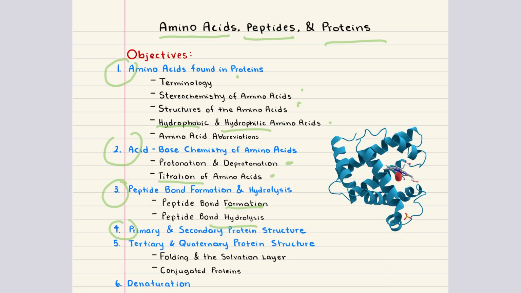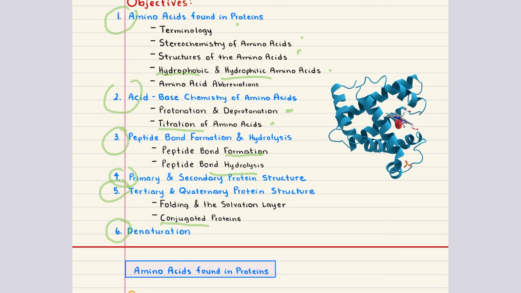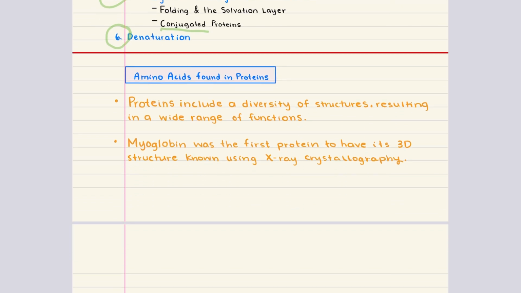Fourth, we'll cover primary and secondary protein structure. That means understanding the sequence of amino acids and how they fold into alpha helices or beta sheets through hydrogen bonding. Fifth, we'll explore tertiary and quaternary structure. Tertiary structure is the full 3-dimensional shape of a single polypeptide, and quaternary structure applies when multiple chains come together to form a functional protein. We'll also talk about conjugated proteins, which have extra chemical groups called prosthetic groups that help them function. Finally, we'll talk about how proteins can become denatured. That's when a protein loses its structure, often due to heat or chemical stress, and as a result, loses its function too. Let's begin with the first objective, amino acids found in proteins.